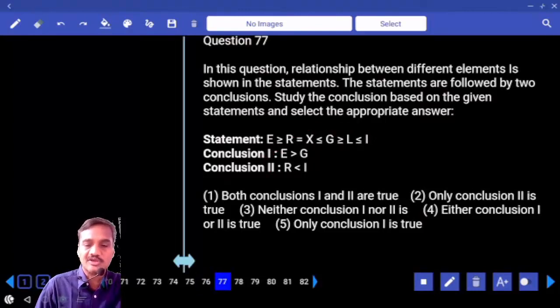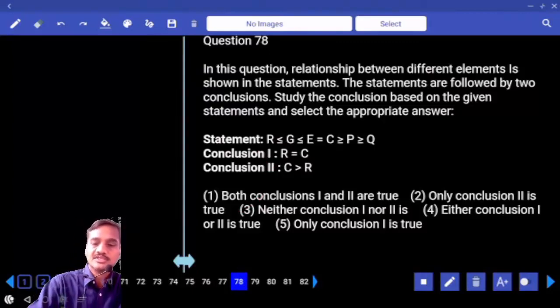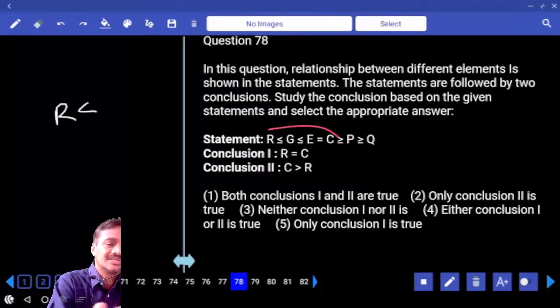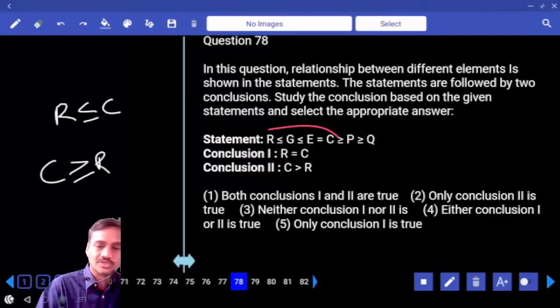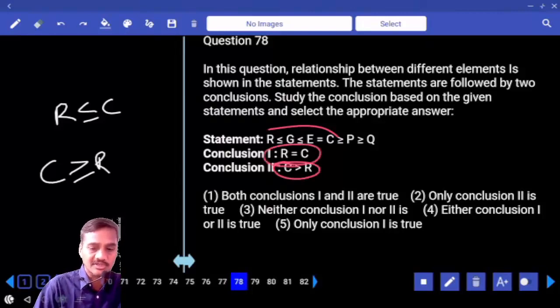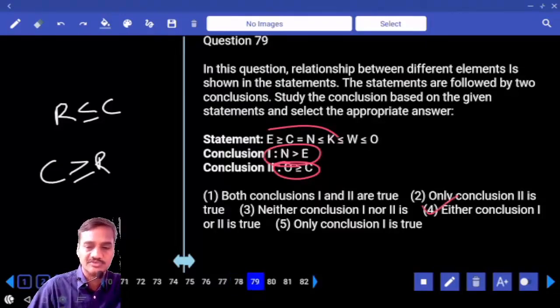And 77, the relation between E and G, both are opposite symbols, no relation. R and I, now between R and I again, less than, greater than, two opposite symbols, no relation here. Neither one, not two, choice 3, question 77. And 78, the relation between C and R. C is here, R is here, R lesser than or equals to C. If R is lesser than or equals to C, C is greater than or equals to R. Either 1 or 2, choice 4, question 78.